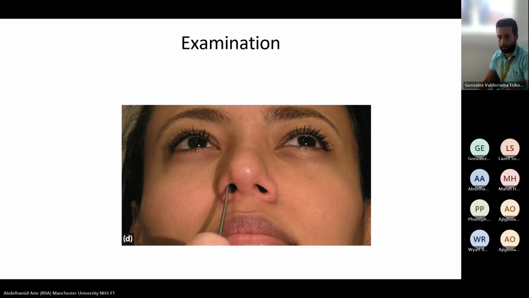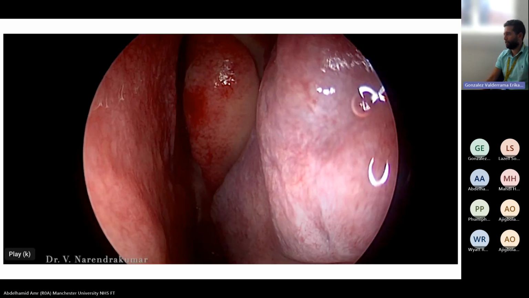I don't have a video of it, sorry, but if you type it on YouTube, you see the nasal sidewall all collapsing inside. So that's also another important part of the examination, to check the internal nasal valve. And I guess the main thing is obviously nasal endoscopy.